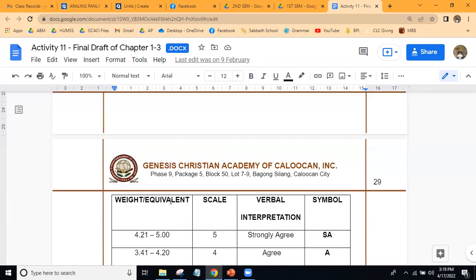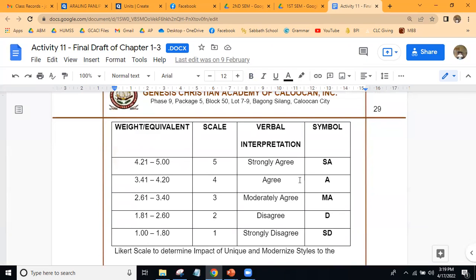Sa Likert scale, ito yung ating binabanggit kanina, no? Oh, yan. So mayroong symbol SA, yung strongly agree, no? Yan. Kung ang ma-compute ay between 4.21 to 5, so it means ang interpretation niya ay strongly agree.